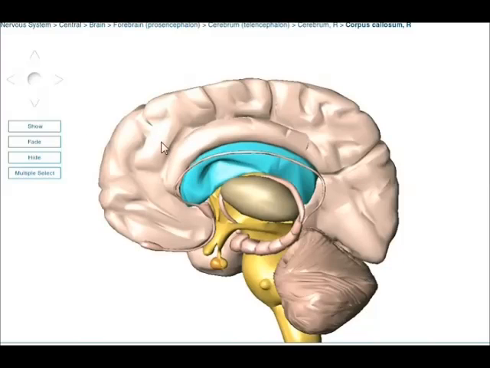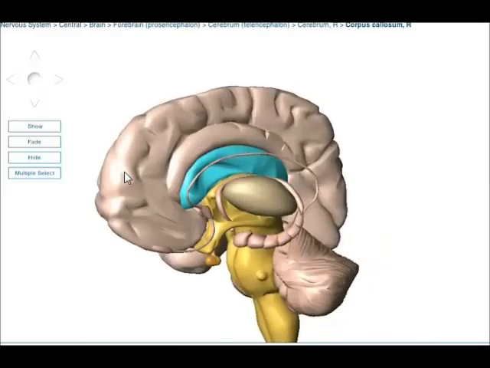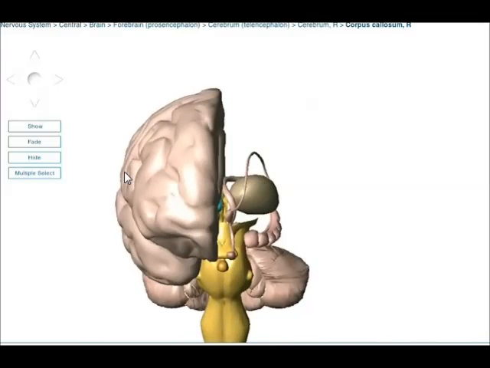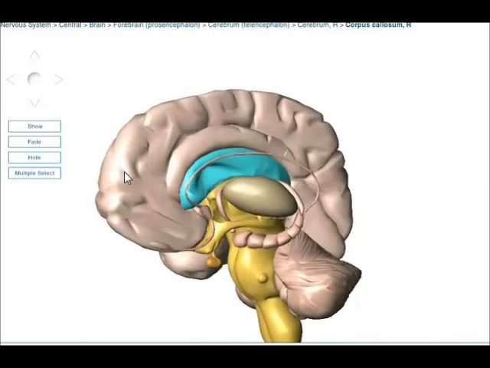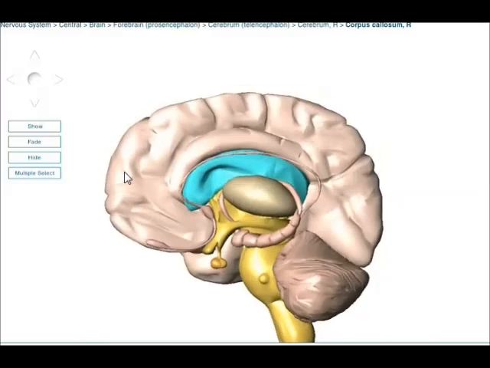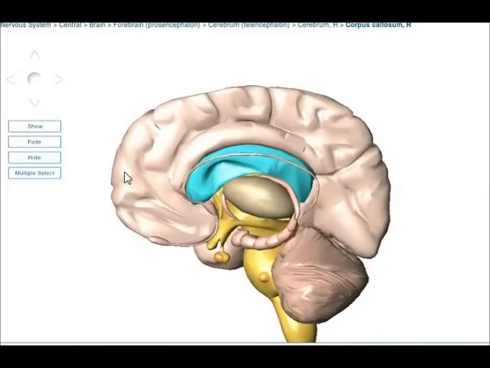So when you look at the middle of the brain here, that's where we are. Let me turn this around so I can orient you. Okay, so here we're looking dead on the front of the brain. So we're looking at the sagittal section here. This is a sagittal section, but this is mid-sagittal. This is right down the middle of the brain.